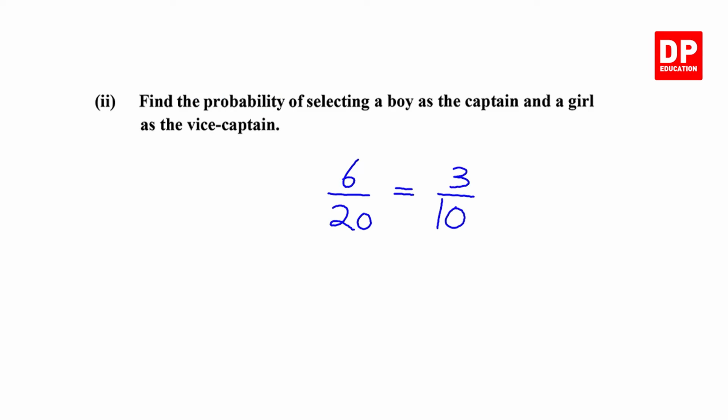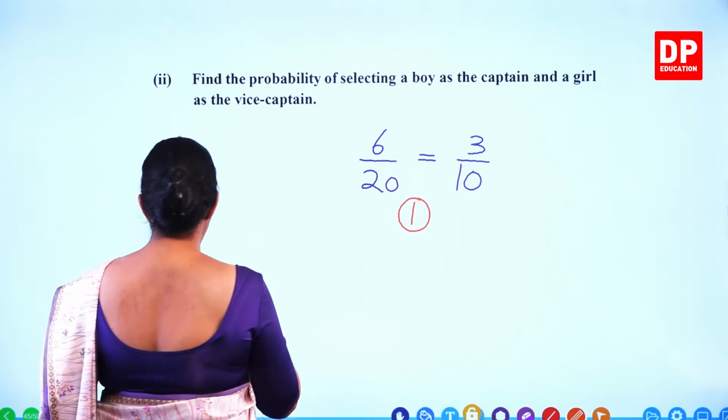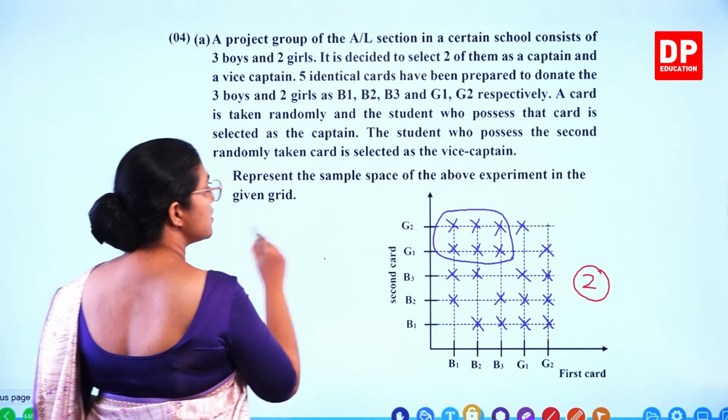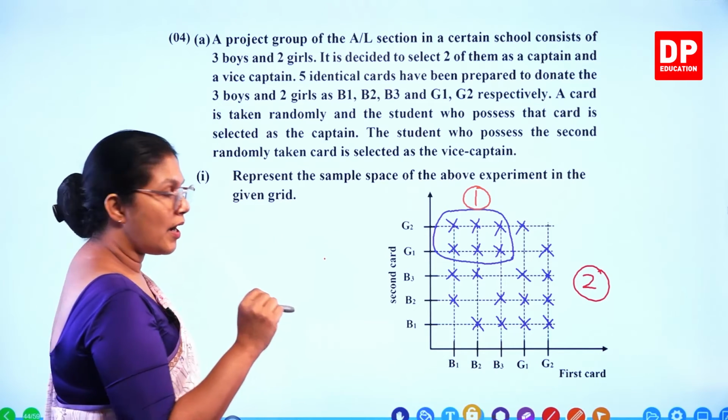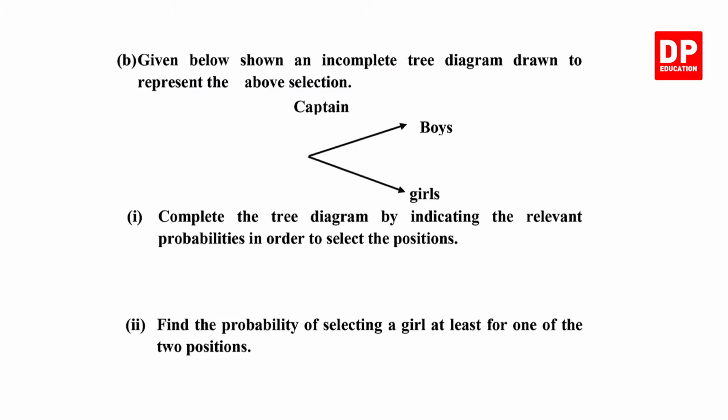So how many marks for this one? You get 1 mark for this one, and finding out the appropriate part from this one, that's 1 mark. Altogether 2 marks for that part.